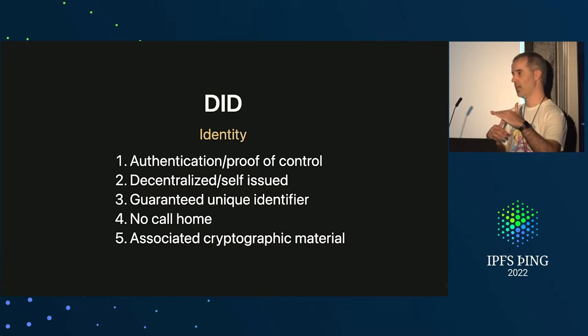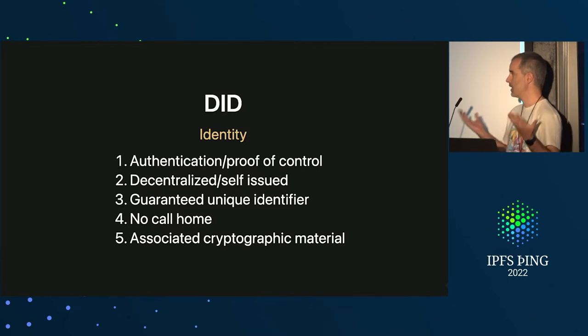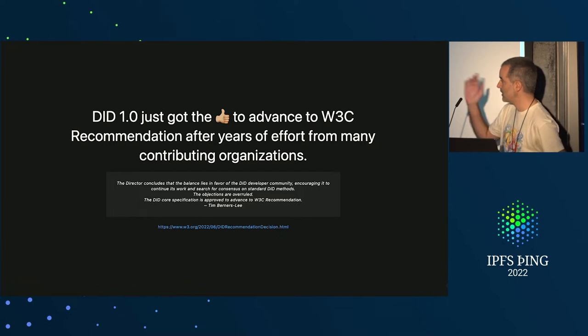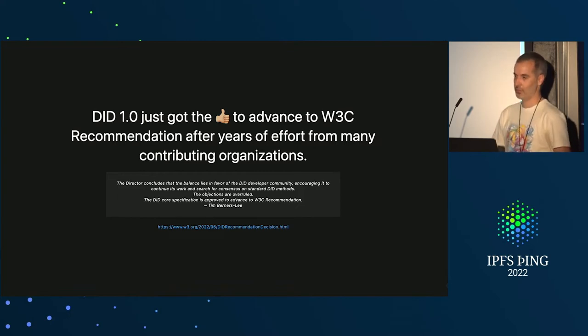I'm just going to go through the IDs really fast because it's just to tie in to other things. So the IDs: identity, authentication, proof of control, decentralized, self-issued, several things that are good about the IDs. I don't know if you know about this, but it took a while, and it was advanced to a W3C recommendation, and the director said the balance lies in favor of the ID developer community, and the objections are overruled. Several other companies were kind of blocking the stuff, but yeah.